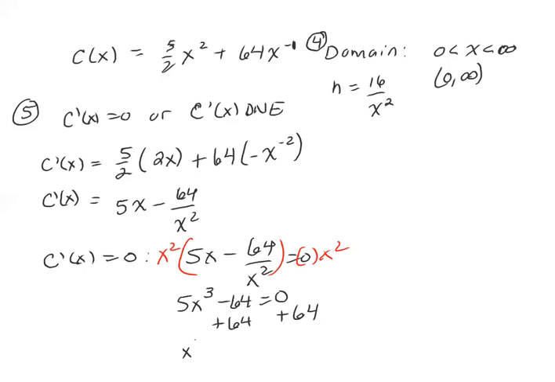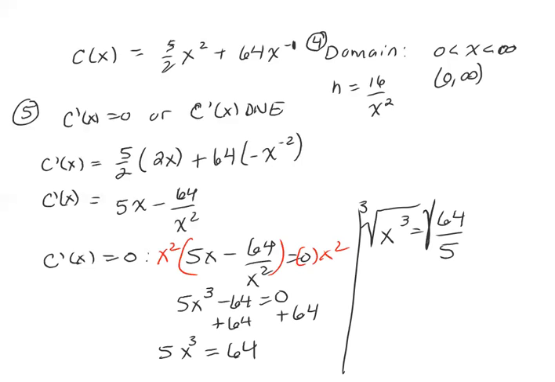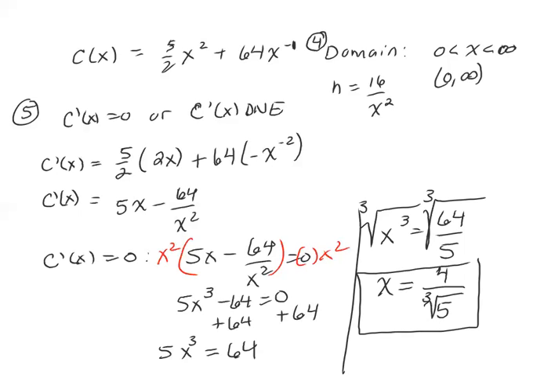So 5x cubed is equal to 64. Divide both sides by 5. I get that x cubed is equal to 64 over 5. I'm going to take the cube root of both sides. And I get that very exciting solution of the cube root of 64 over 5, which is, the cube root of 64 is 4, over the cube root of 5. So that is one critical number for that particular criteria.